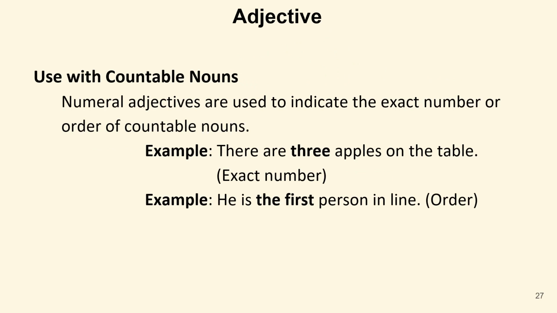Use with countable nouns. Numeral adjectives are used to indicate the exact number or order of countable nouns. There are 3 apples. It means we are talking about only 3 apples. So apples are countable and we know the exact number. He is the first person. So first is an ordinal number, and it is showing the order of something. So first is an ordinal number and also an ordinal numeral adjective.